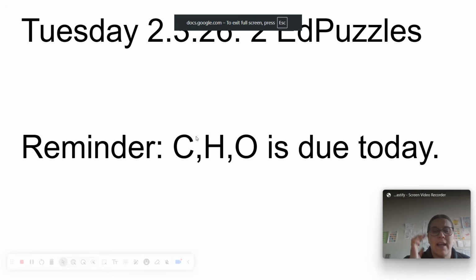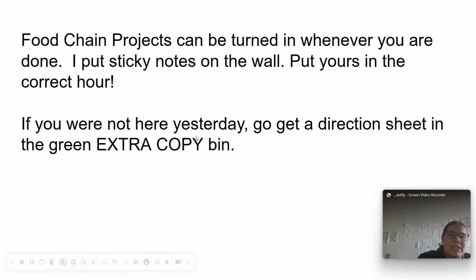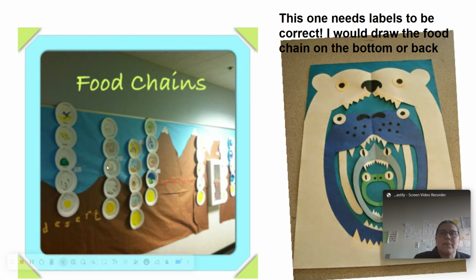All right, so we filled in our planner. We've talked about CHO and how to turn that in. Food chain projects can be turned in whenever you are done. Sticky notes should be on the wall. Put yours in the correct hour. So there's hours 2, 3, 7, 8, 9. Put yours as close to the sticky note for your hour as you can. If you were not here yesterday, go get a direction sheet. It's in the extra copy bin. So you can look through that.